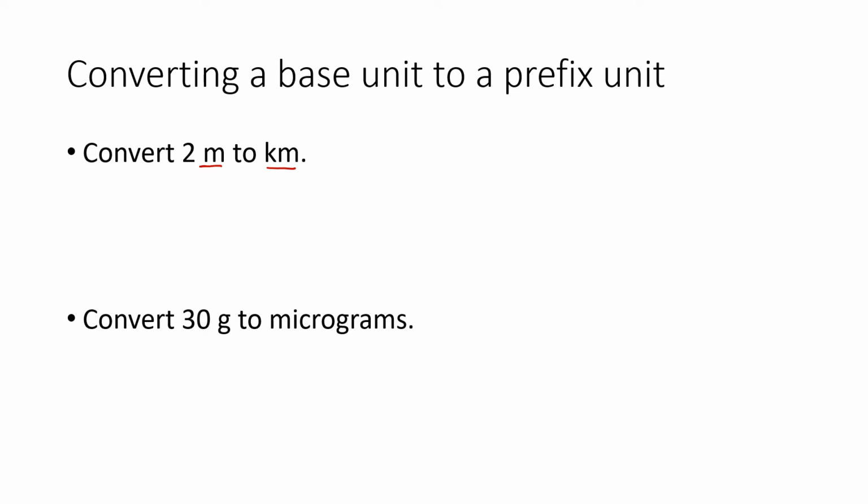I would say the kilometer is the larger unit, so I'm going to assign that 1. 1 kilometer is equal to how many meters? Well, the meaning is 1 times 10 to the positive 3rd, which is 1,000. So there's going to be 1,000 meters in 1 kilometer.